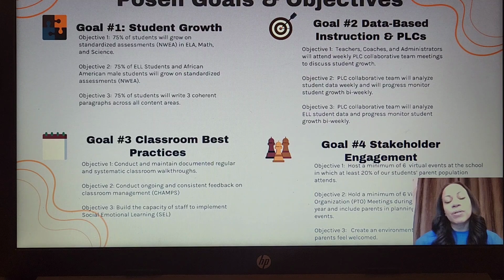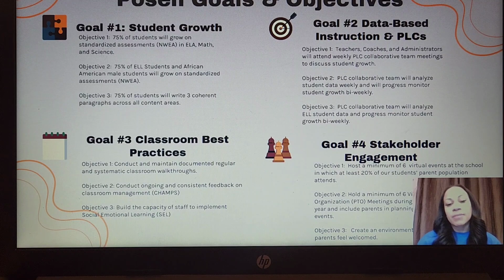Now, the objectives will vary from school to school. Posen School, for their objectives, actually target a subgroup of ELL. For data-based instruction and PLCs, they want to work with their instructional coaches and their teachers and the administrative team towards their weekly collaboration. A difference with stakeholder engagement for Posen is that they have a PTO versus a PTA, and they want to increase parent involvement.